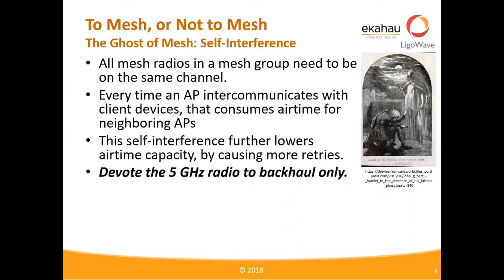Now, many vendors will give you the option to solely devote the 5 gigahertz radio to backhaul only, as opposed to sharing that radio with both backhaul and client access. And that's what I usually recommend to people to get around this, because then I'm still getting losses per hop, but I'm not spending my time trying to communicate with client devices on that channel.